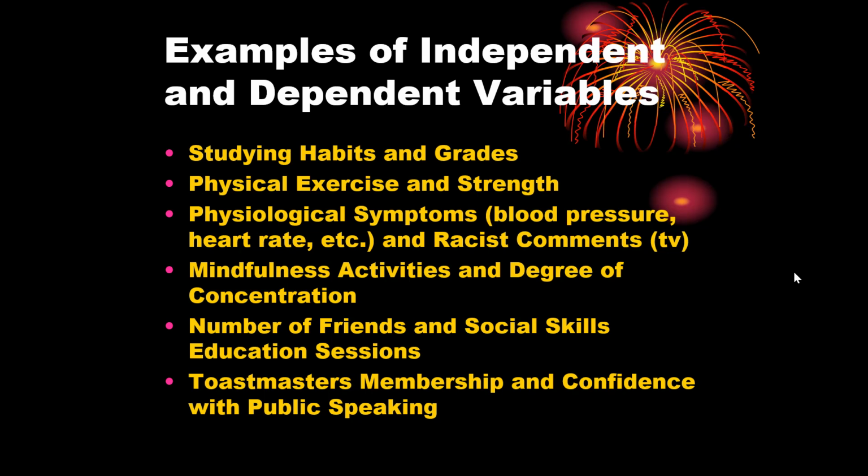Physiological symptoms such as blood pressure and heart rate, and racist comments on TV. Which one is the dependent value? How about the independent value? The DV in this example would be the physiological symptoms, and the IV would be racist comments on TV. The idea is that the more racist comments on TV, the higher the physiological symptoms such as blood pressure or heart rate may be.